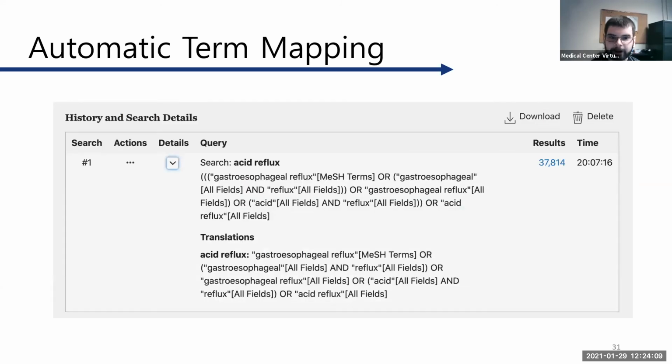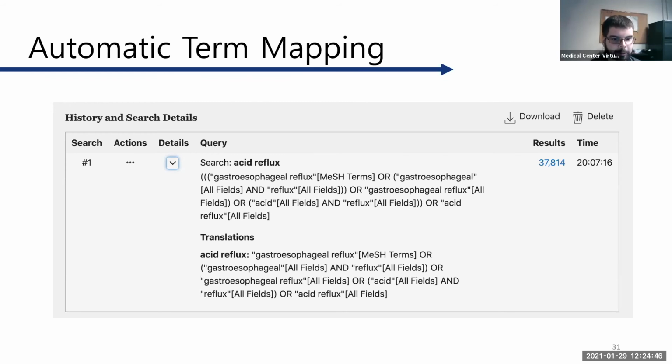So now on to automatic term mapping. While the Advanced Search Builder can be useful, the really important thing on the page is the History and Search Details section down at the bottom. And the History section keeps track of the searches you've run and lets you jump back to the results for any of those searches. And below that is the Details. So if you hit the drop-down arrow under Details, that'll show what's below where it says search acid reflux. You'll get everything in those parentheses where it's expanded out.